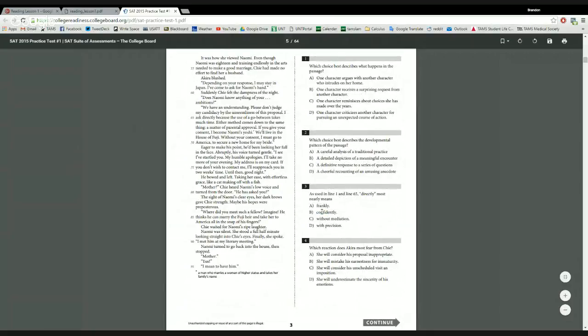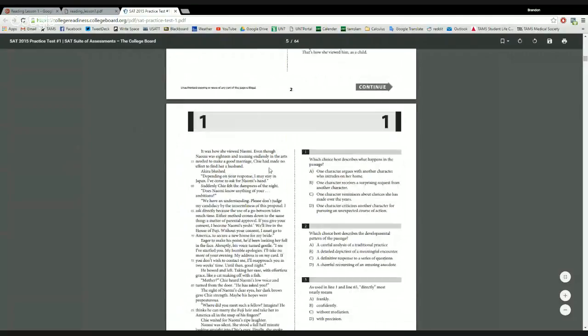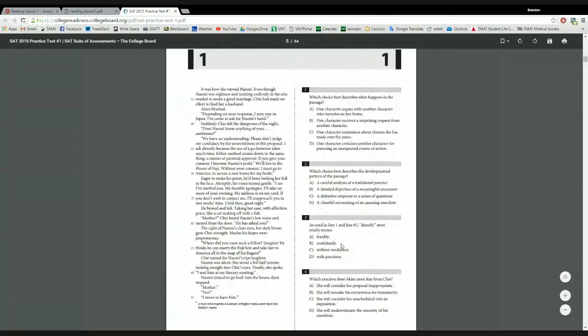We can look at B. "Confidently." Here, Kira came confidently, breaking our tradition. Was that it? He's actually questioning himself here, so it doesn't exactly seem like he's confident. So we can cross that out as well. So we're left with C and D, without mediation.